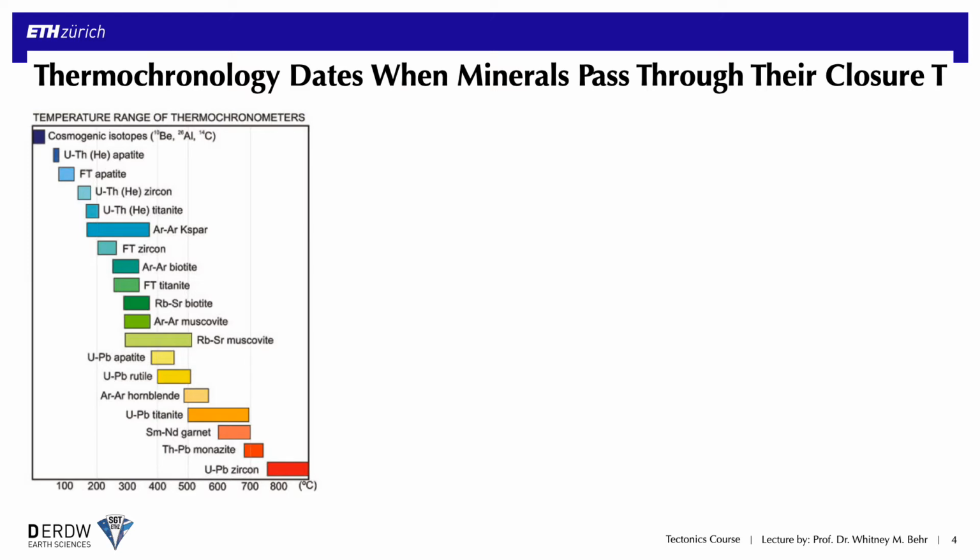Note that this dating of crystallized products contrasts with what is called thermochronology, which is dating when minerals pass through their closure temperature. Here's a general idea of what the closure temperatures are for different radiometric dating systems, with some of the highest closure temperatures occurring for the uranium lead system in zircon, some of the lowest ones for uranium thorium helium, fission tracks, cosmogenic isotopes, all under 100 degrees or so. And then with things like rubidium strontium on mica and argon-argon on mica being sort of in the middle at greenschist to amphibolite facies.